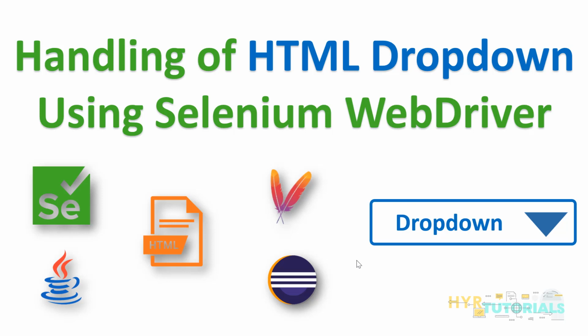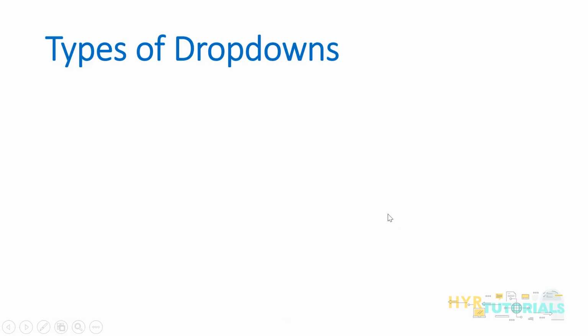So what is a dropdown? A dropdown is an HTML control which provides options for user selection. It has some options in it, and the user can choose one option out of multiple options. So how many types of dropdowns are available? There are two types of dropdowns.